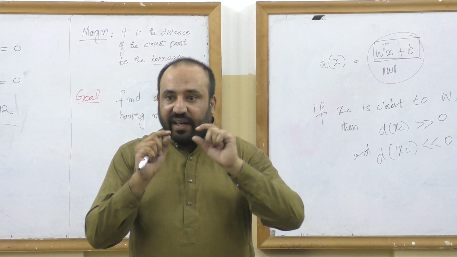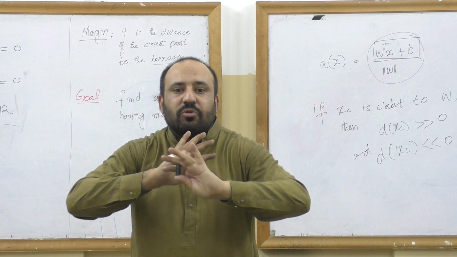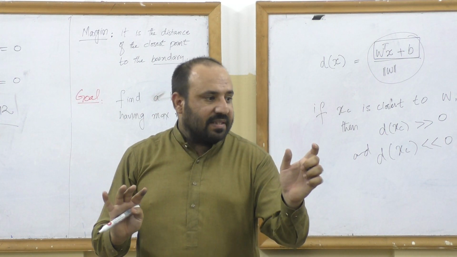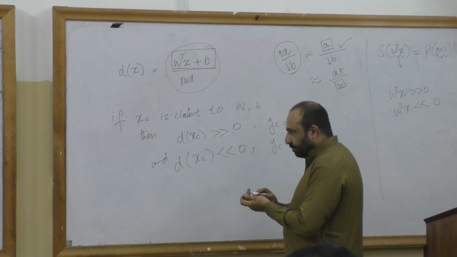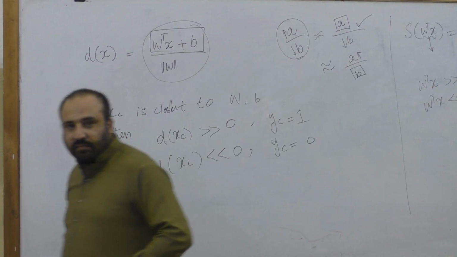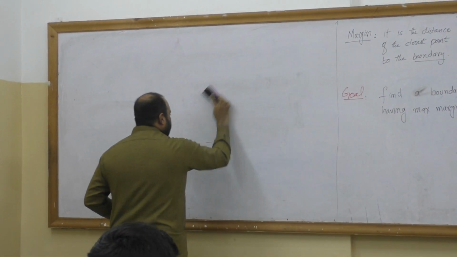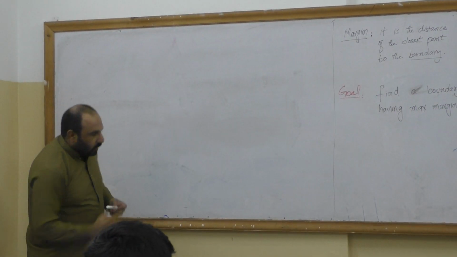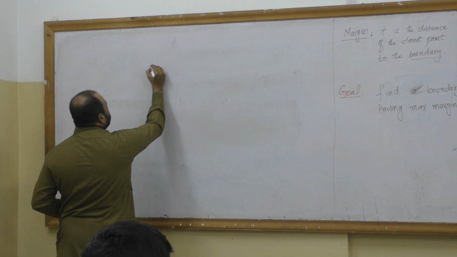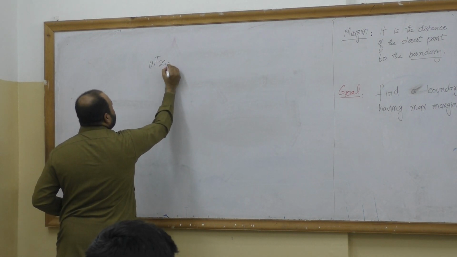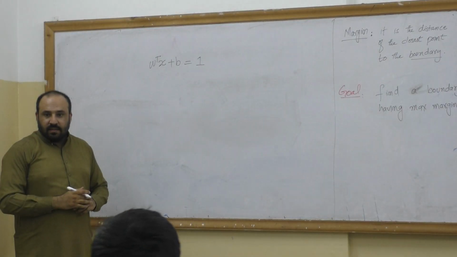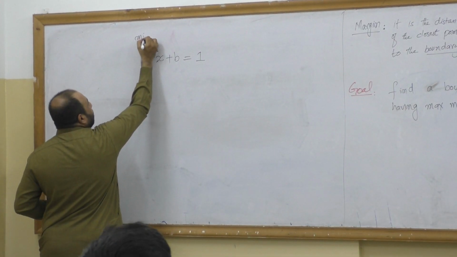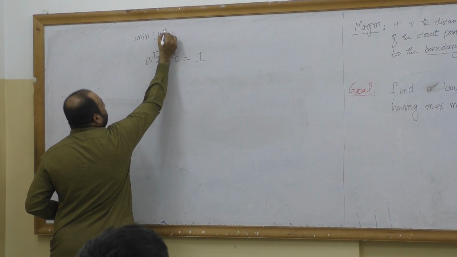Make sense? So to fix it, which number do you choose? Arbitrary. You can choose any, but fix it. Make sense? One choice, and a beautiful choice, is the following. W transpose X plus B is equal to 1. Yes? And minimize W norm.